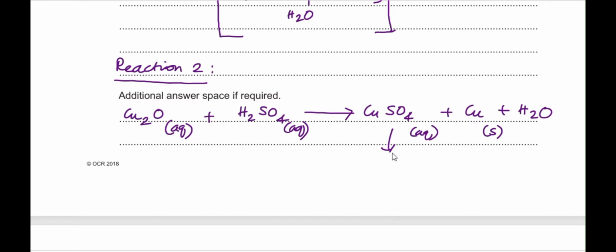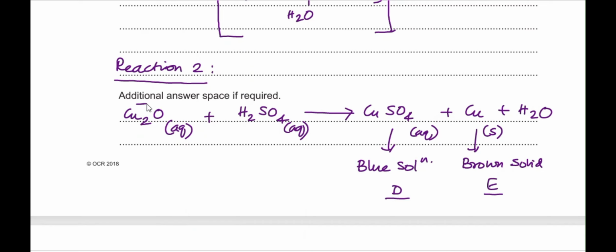Copper sulfate aqueous is the blue solution D, and then copper is the brown solid, which is identified as E. So D and E are identified. Now let us look at the changes in the oxidation number to demonstrate why it is a disproportionation reaction. A disproportionation reaction is one in which a species undergoes both oxidation as well as reduction.